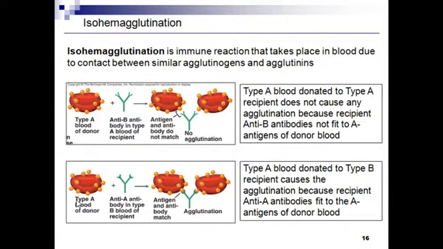The second variant, type A blood donated to a type B recipient. These bloods will be incompatible because it causes agglutination, because the recipient's anti-A antibodies, alpha antibodies, will fit the A antigen of erythrocytes. And in this case, agglutination will be present.